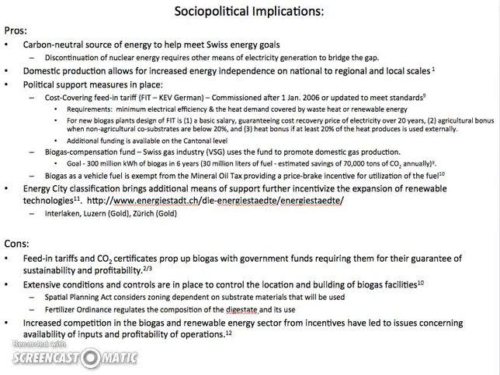There's the Spatial Planning Act, which considers zoning dependent on the substrate materials that will be used, and fertilizer ordinances that regulate the composition of the digestate and its use. There's increased competition in the biogas and renewable energy sector from the incentives, which have led to issues concerning availability of inputs and profitability of the operations themselves.